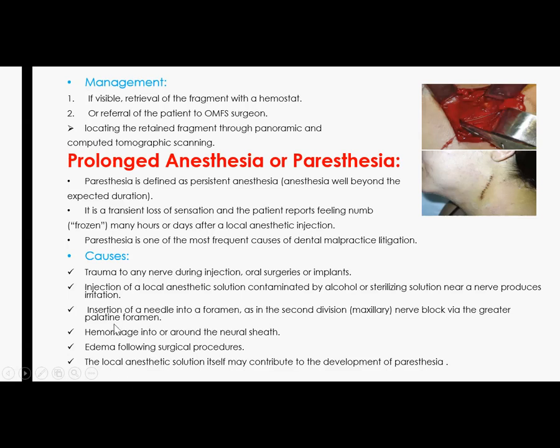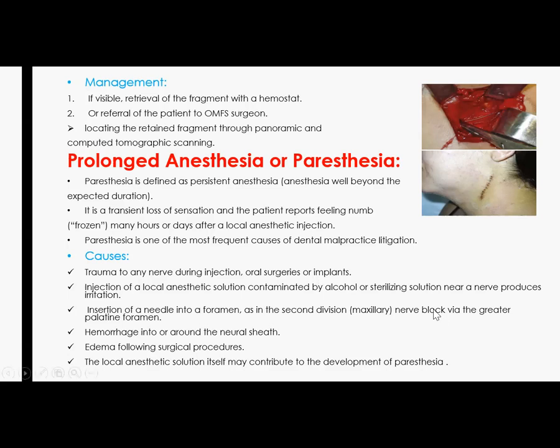So why does it happen? The main reason is when you give a nerve block, you are usually giving an injection close to the nerve trunk. It's not just the nerve trunk, it's the neurovascular bundle. You have the nerve, the artery, and the vein, all three going together. So the injection is usually given close to this neurovascular bundle, which contains the nerve trunk. If the needle accidentally pricks the nerve trunk, then you can have this paresthesia.